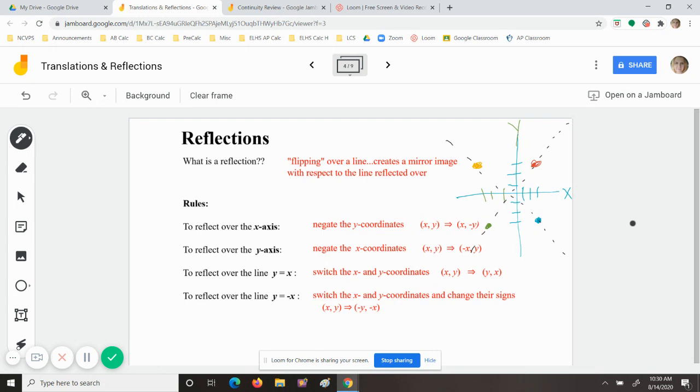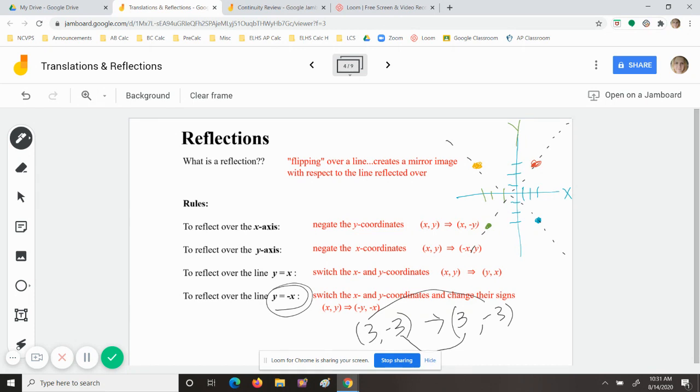Okay, and think about why. If we had the point, what did we say? We said our original point was 3, -3. So if we want to flip over the line y equals negative x, our rule is to switch the coordinates and change their signs. So if we switch and move y to the x and change its sign, it becomes positive 3. If we move x to the y and change the sign, it becomes negative 3, and we end up with the same coordinate.